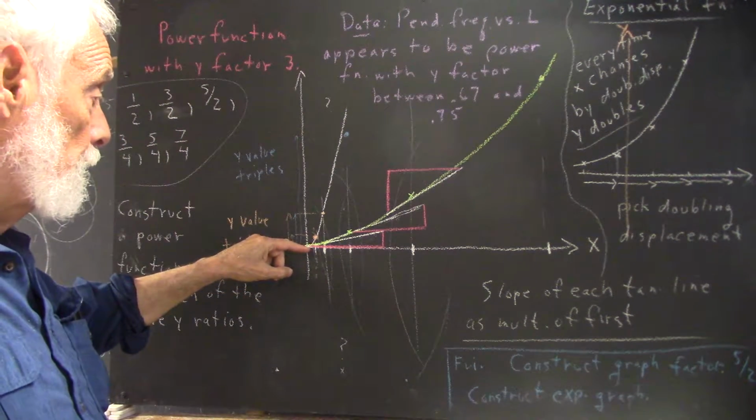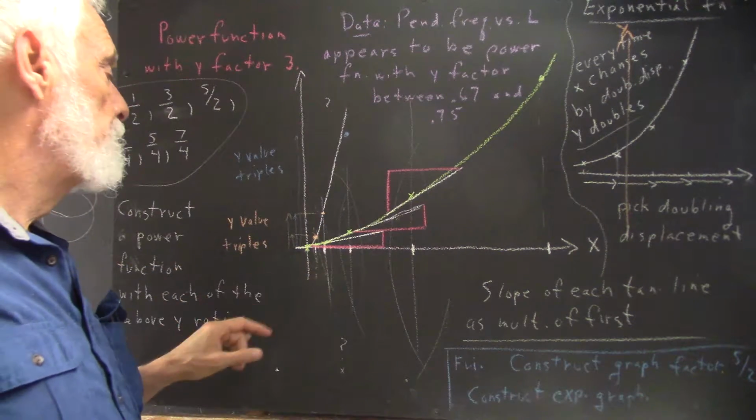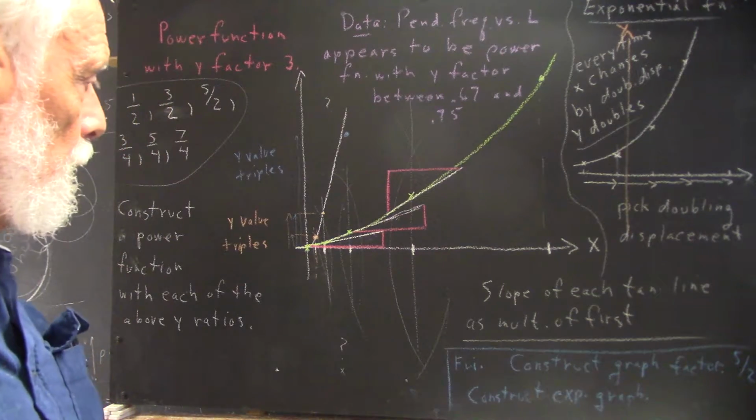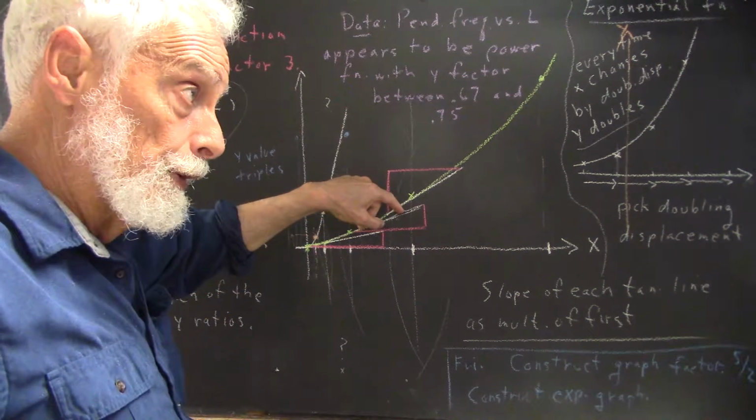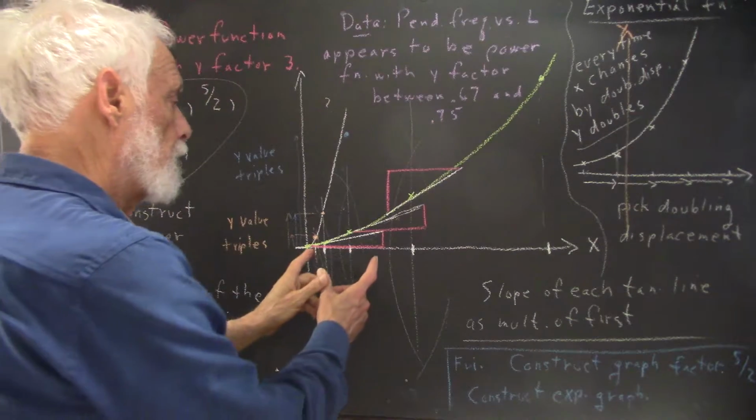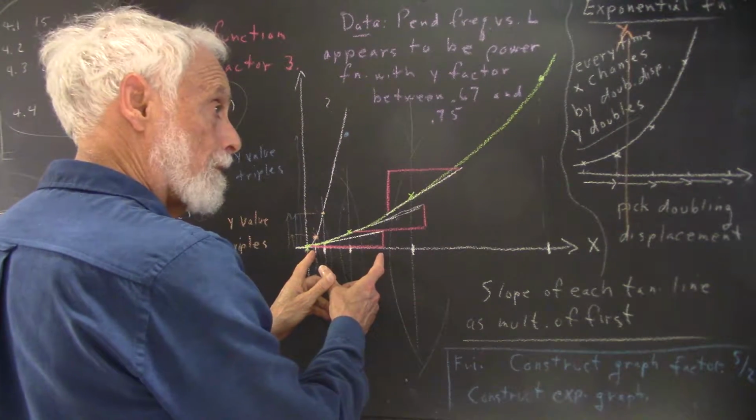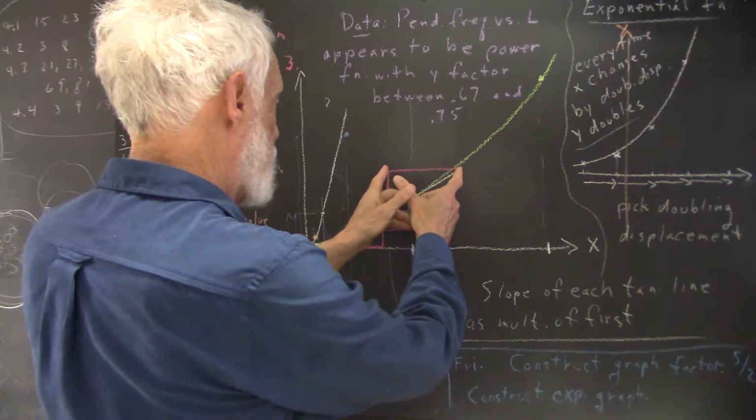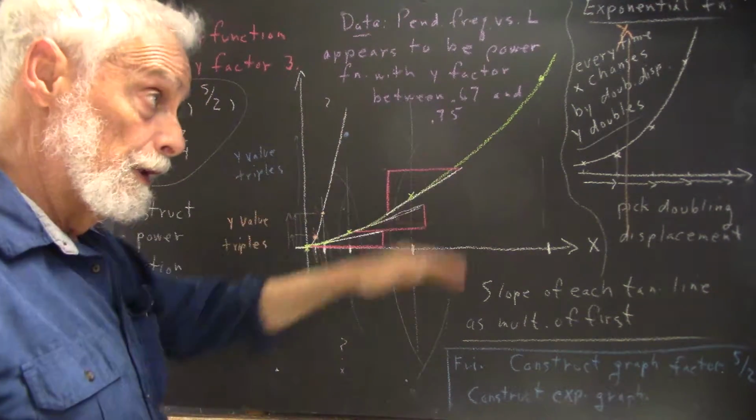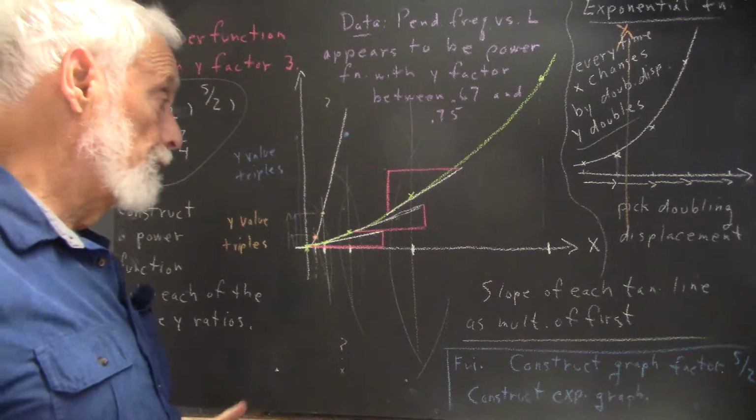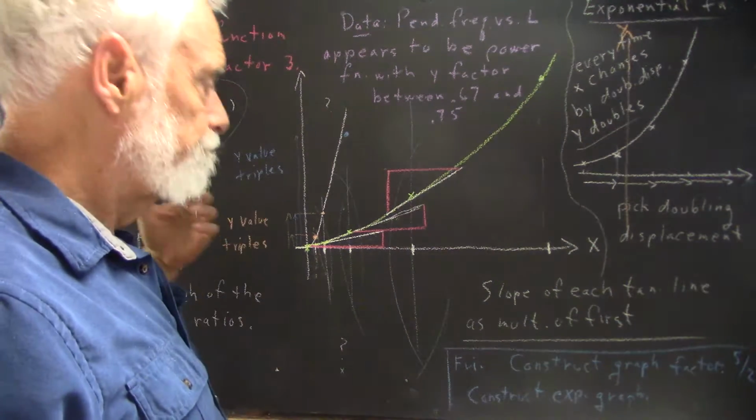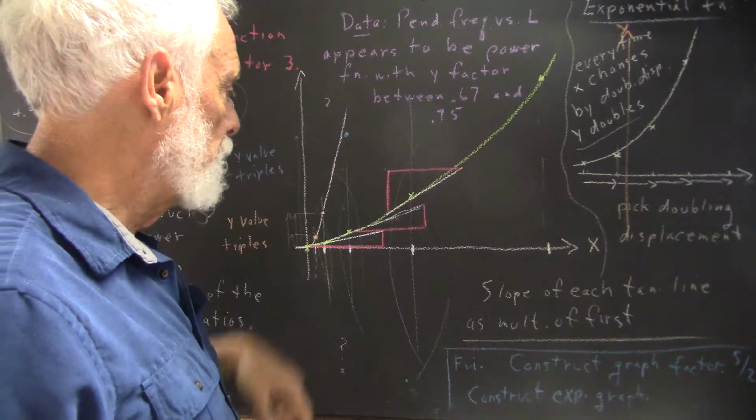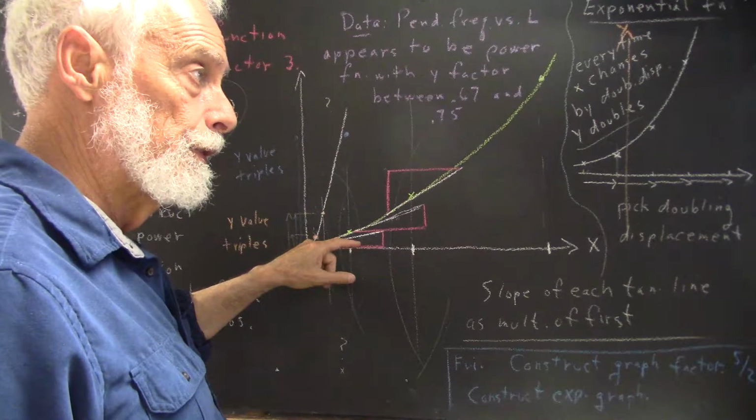I then constructed a triangle between one point of the first tangent line and another. Then I did the same for the second tangent line using the same run. So the same run here. And then I did the same for the third tangent line once more using the same run. This allows me to get the slopes of this and this tangent line as a multiple of the slope of the first.